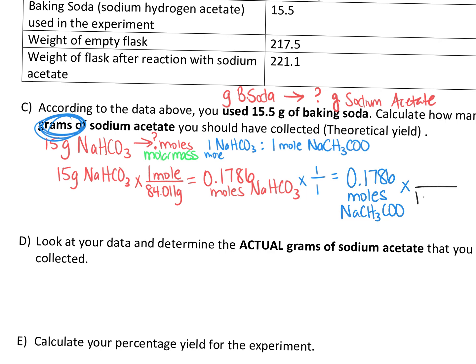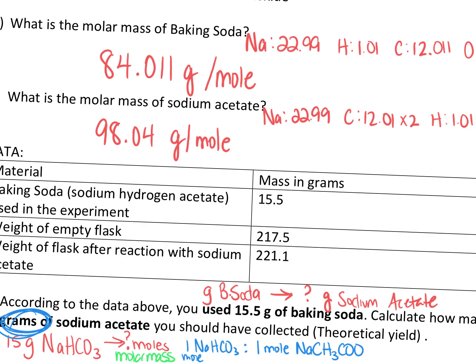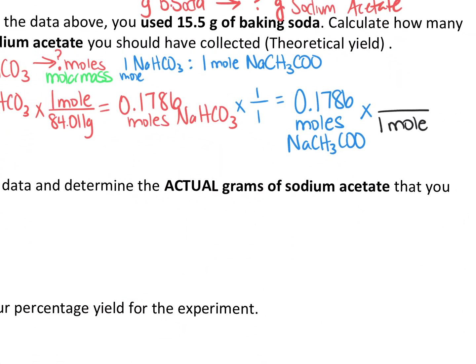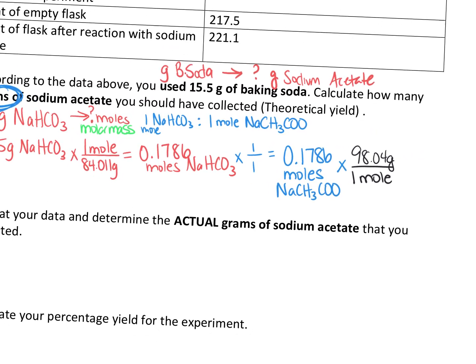So again, 1 mole is equal to the molar mass. I'm going to look up here. I calculated the molar mass as 98.04 grams in 1 mole. So this right here, going from moles of our sodium acetate to how many grams it's going to make, is just bringing in our last unit.